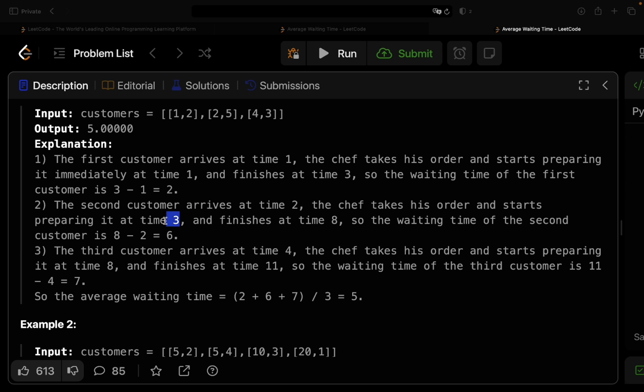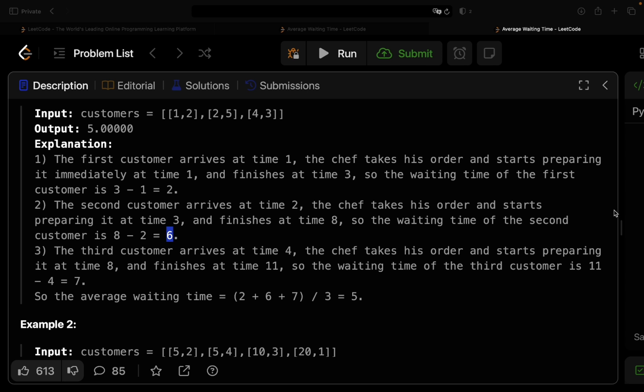So it will start at time equal to 3, and will finish at 3 plus the time needed to prepare the order, which is 5. So 3 plus 5 is 8. So his order will finish at 8. To get the waiting time, you subtract the arrival time, which is 2. So the finishing time minus the arrival time is 6. So that's the waiting time for the second one. So on and so forth.